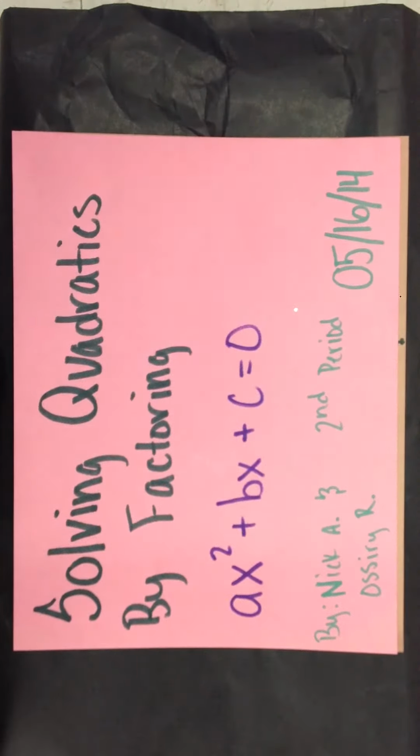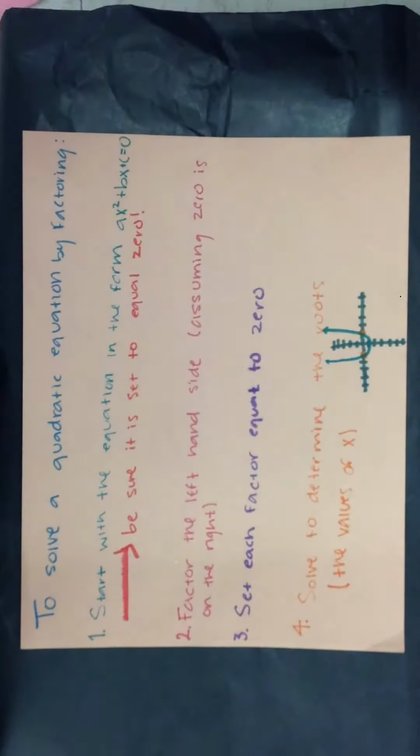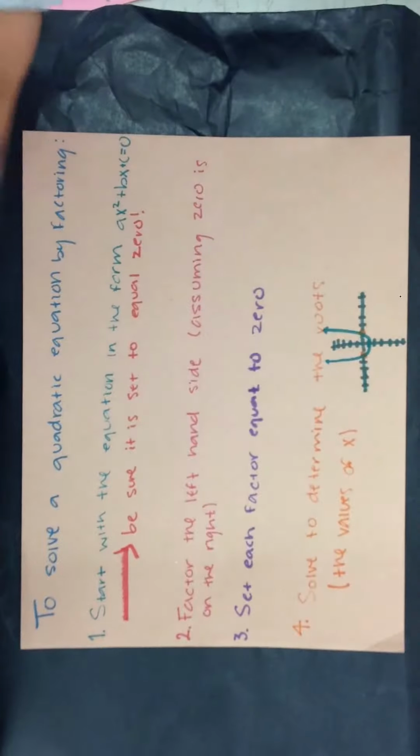Solving quadratics by factoring. To solve a quadratic equation by factoring, you have to start with the equation in the form of ax squared plus bx plus c equals 0. Be sure it is set equal to 0. Then factor the left-hand side, assuming 0 is on the right. Set each factor equal to 0. Then solve to determine the roots, the values of x.